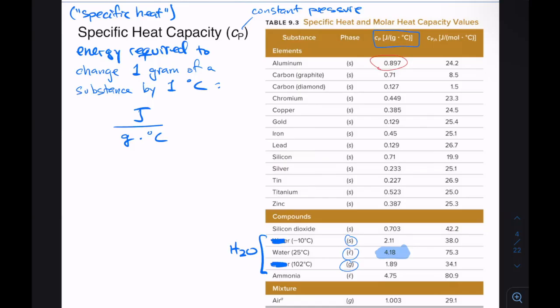Let's say I want to boil some water at home, okay? And I have an aluminum pot, and I put some water in it, okay? Look at the differences between the amount of energy it takes to get water to change by 1 degree Celsius versus the amount of energy it takes for aluminum, okay? The aluminum is going to get hotter a lot more quickly than the water will, right? Based on these numbers. I think you all have practical experience on this.